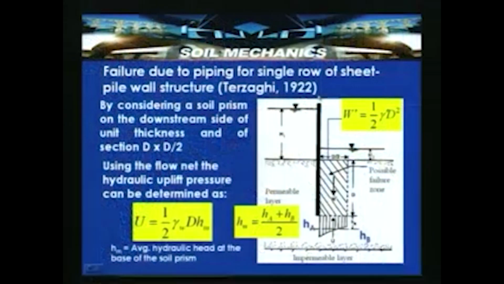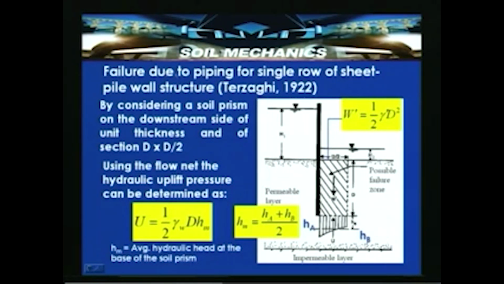So here consider a cross section of a sheet pile wall which is embedded in a permeable layer, and D is the embedded depth, and this is an impermeable layer. According to Terzaghi, this particular zone is referred to as a possible failure zone. This zone, of depth D and width D by 2, that is 1 by 2 times the embedded depth, is identified as a possible failure zone by Terzaghi.